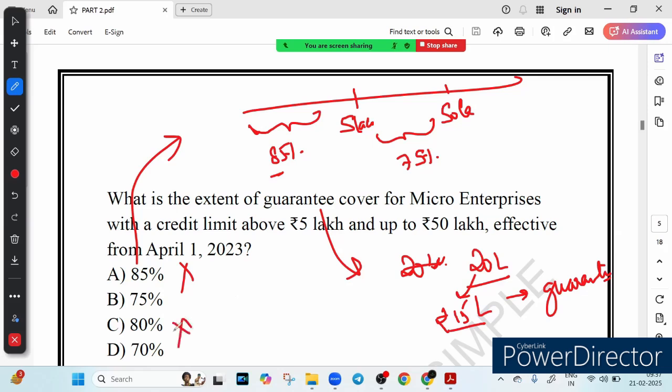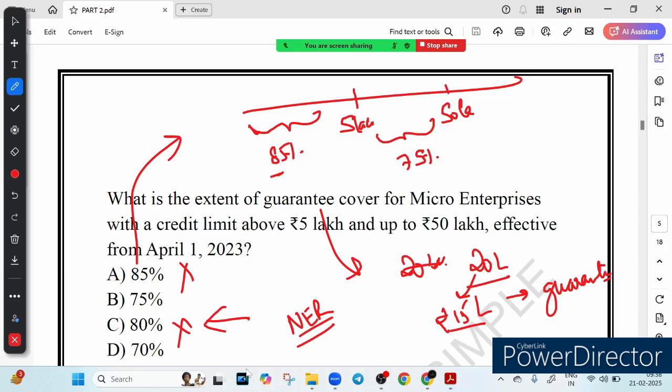This is also wrong, because 80% guarantee cover applies only to MSEs located in the north east region. देखिए मैं एक क्वेश्चन से आपको कितना कॉन्सेप्ट क्लियर कर रहा हूँ. मान लीजिए अगला सवाल पूछ दे आपसे कि बताइए कोई नॉर्थ ईस्ट रीजन में है तो उसको कितना गारंटी कवर मिलेगा, तो सही जवाब होगा उसका 80%. ठीक है, so this is the way of learning. From a single question we can create 4 other questions, and there is a high possibility of them being asked in the upcoming examination, right? And option D says 70%.